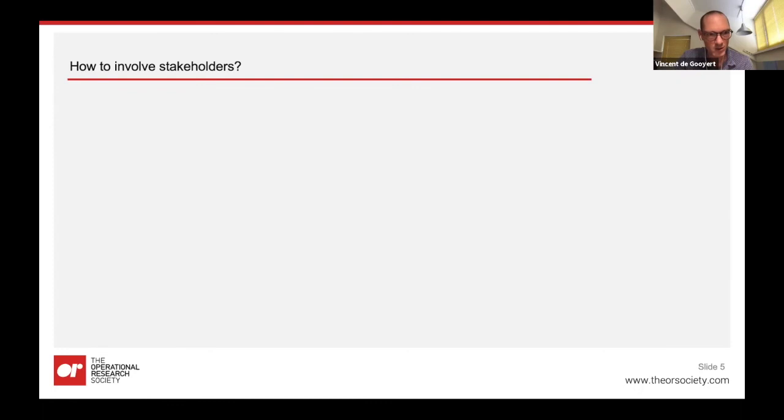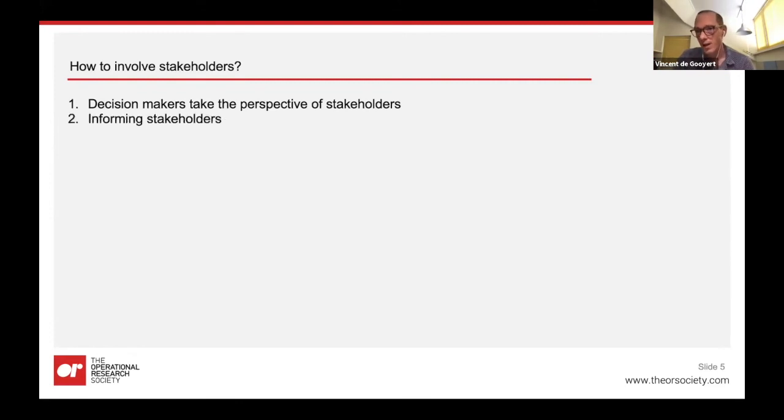involve stakeholders. The very coarse distinction is, well, decision makers can involve stakeholders by taking them into account in how they approach the problem. They can stand in the shoes of stakeholders and try to take their interest into account. Or they can have one-way communication where they inform stakeholders about the operational research project and the preferred solutions that they want to implement and how they got to that solution. Or you can actually have two-way communication where you involve stakeholders in the decision-making process.